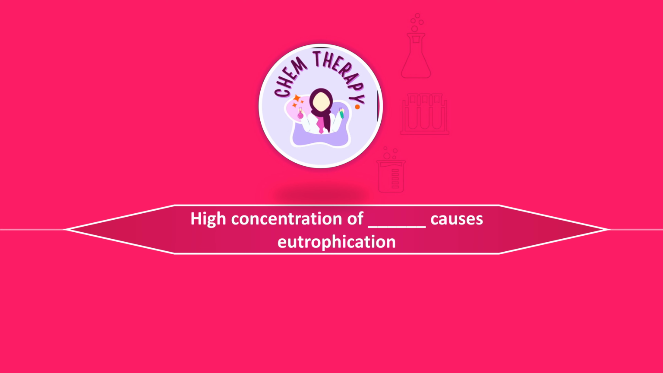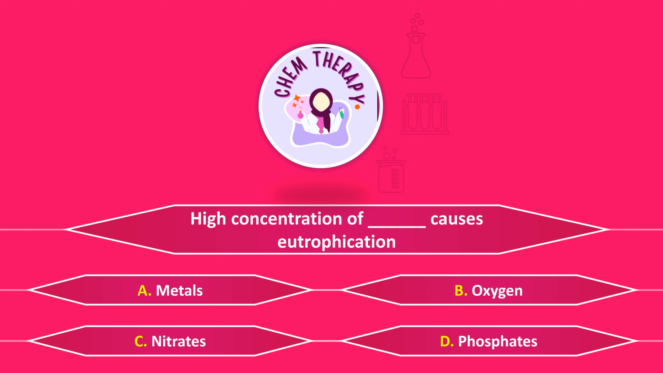High concentration of dash causes eutrophication. Options are: the correct answer is option D.